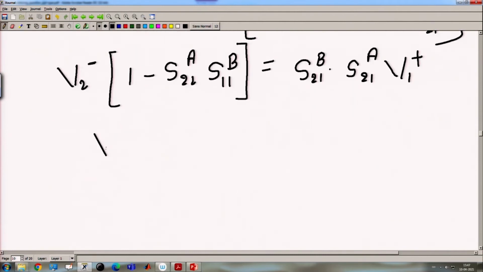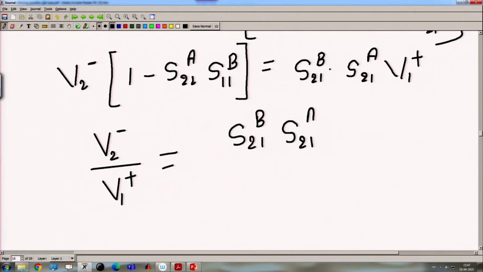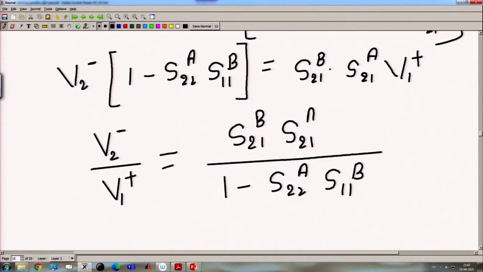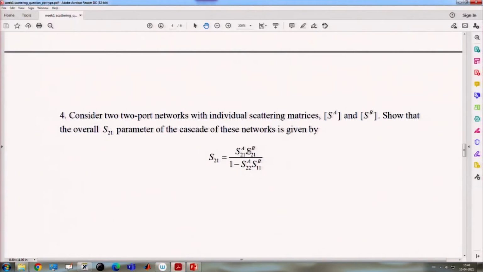From this we can write V2 minus divided by V1 plus equal to S21 B into S21 A divided by (1 minus S22 B S22 A into S11 B). So, this is the S21 when V2 plus equal to 0. So, this is the S21. So, we can go to the next problem.